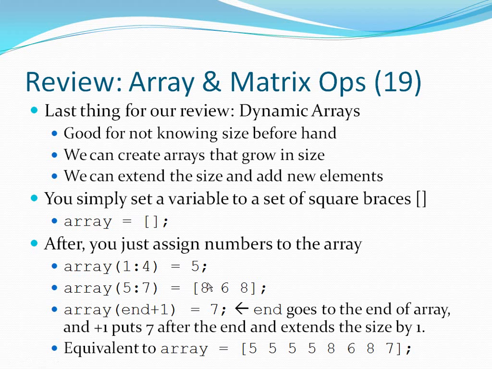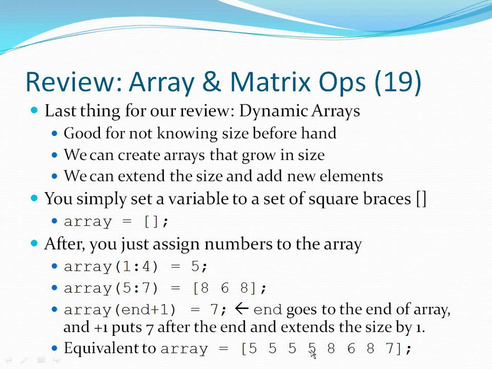And then last but not least, the end keyword is a pretty cool keyword to know. What this means in an array context is if you were to do array(end), it accesses the last element of the array. And if you want to extend this by putting a 7 just after the end, do end+1. The end keyword goes to the end of the array, and when you add +1, it puts a 7 right after the end and extends the size by 1 more. So all this syntax will give you 5, 5, 5, 5, 8, 6, 8, 7.